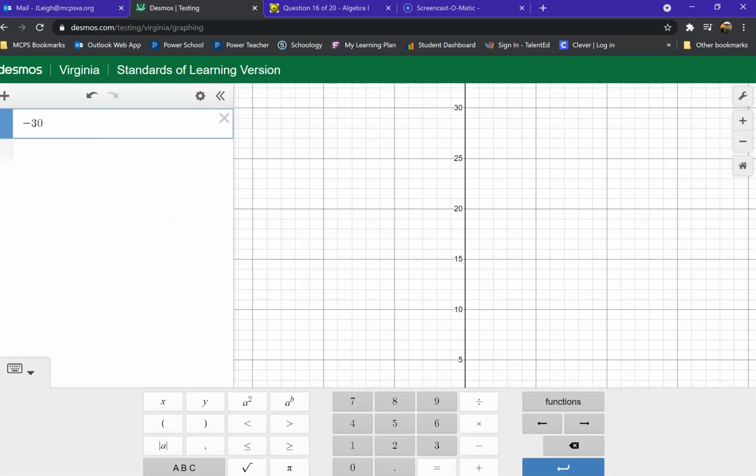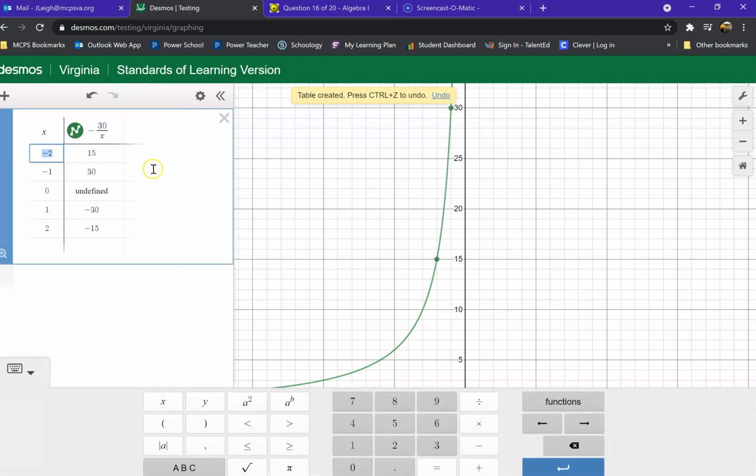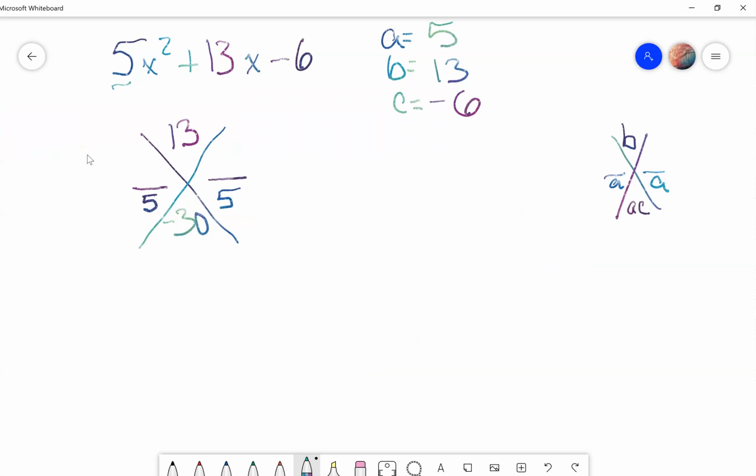Negative 30 divided by x. And then we click on the wheel and change it to a table. Oh, this works out pretty good. Negative 2 and 15. If we added those together, we would get 13. So I'm going to go with that. So negative 2 and 15.